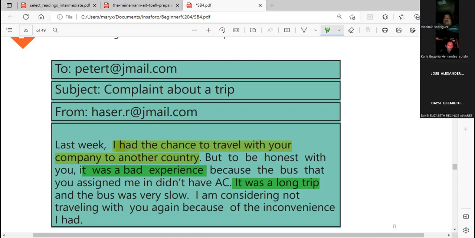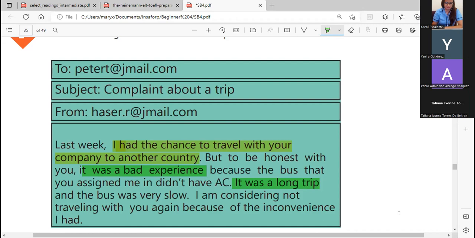Jose Alexander, are you participating? No? Okay, I think not. Let's see, Carol, tell us another example of a sentence. Carol, can you tell us an example of a sentence in past in the email?